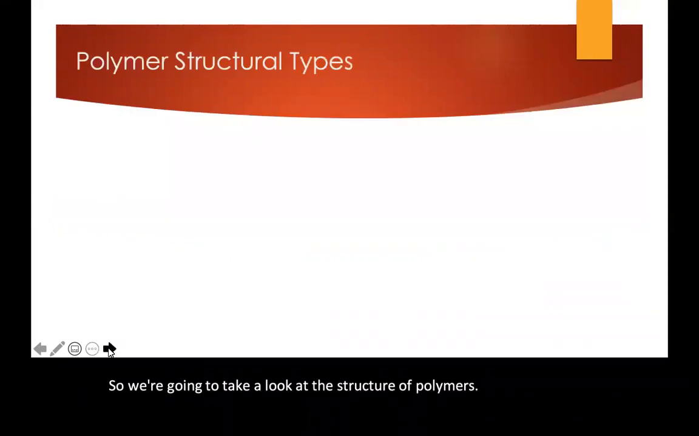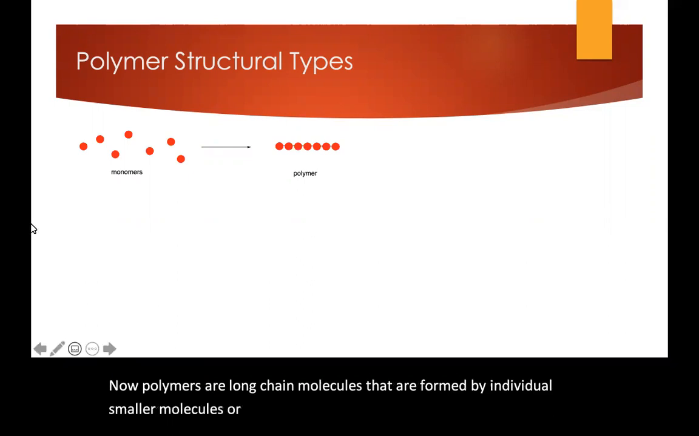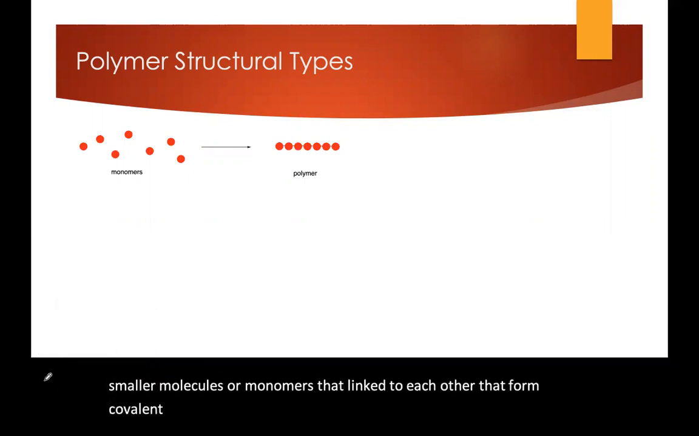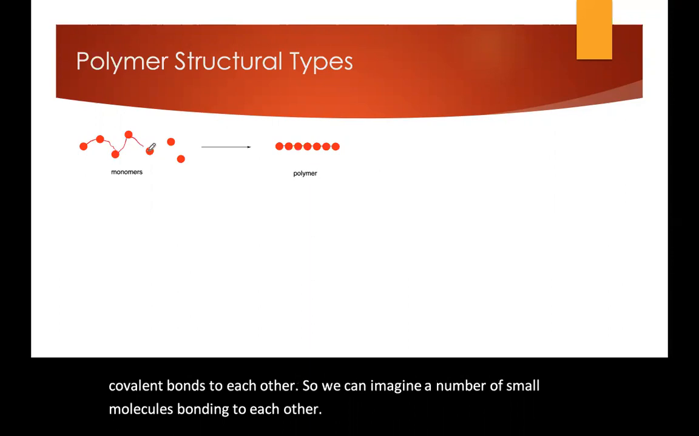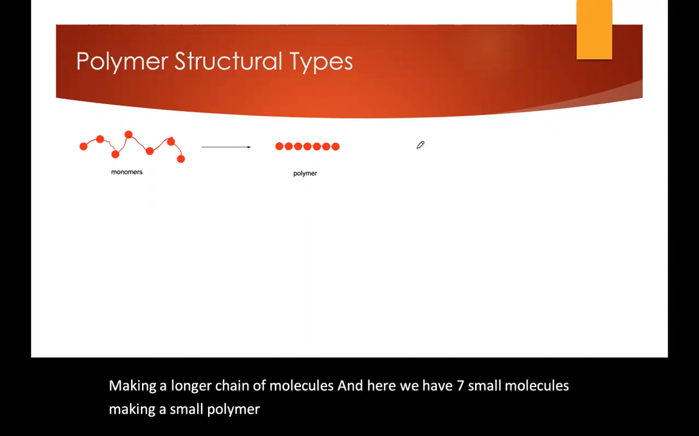Now, polymers are long chain molecules that are formed by individual smaller molecules, or monomers, that link to each other and form covalent bonds to each other. So we can imagine a number of small molecules bonding to each other, making a longer chain of molecules. And here we have 7 small molecules making a small polymer, but these could be hundreds or thousands of molecules making a very long chain.